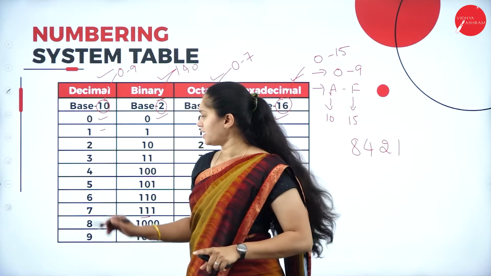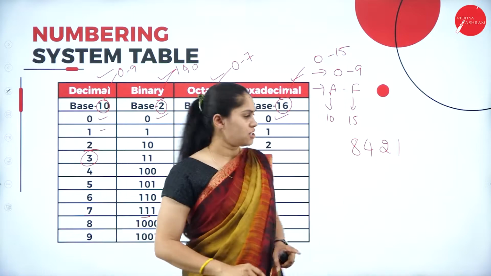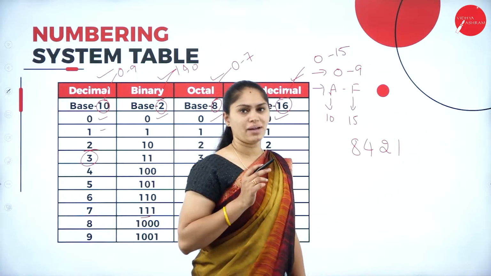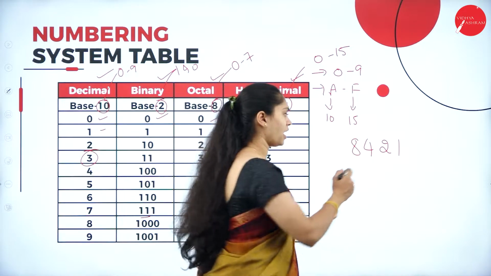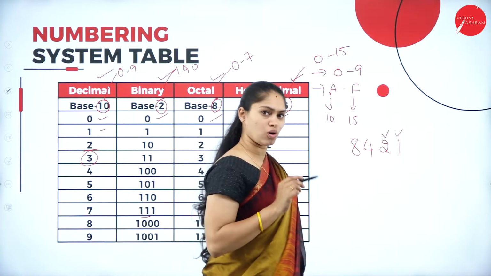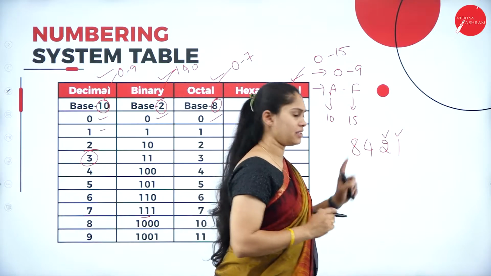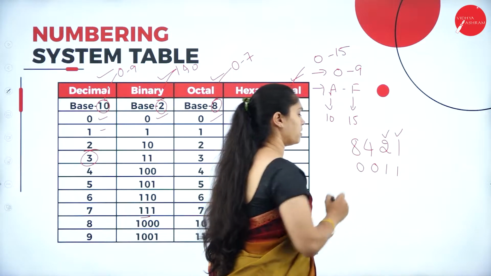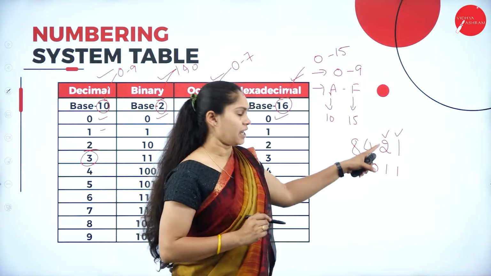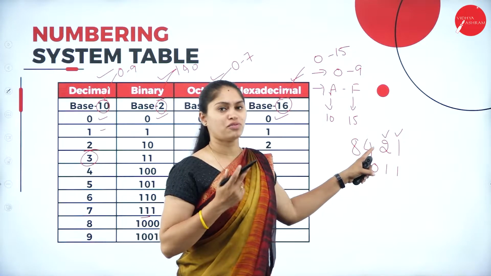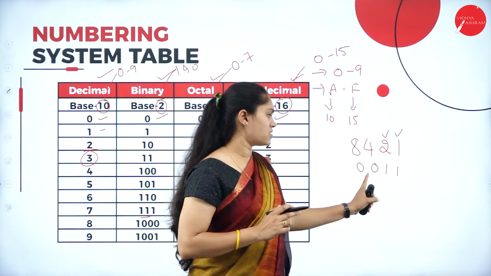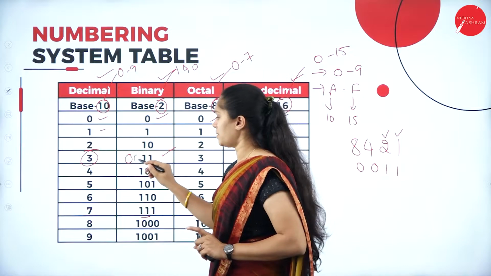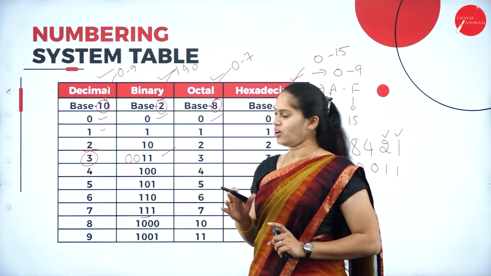For example, here I have a number called 3. By adding which and which number of this 8421 will I be able to get 3? I need to take 2 and 1. So in the place of 2 and 1, I am going to write 1 and 1, and the remaining places will be filled by zeros. So what is the binary equivalent of decimal 3? That is 0011. That is what you can see here.